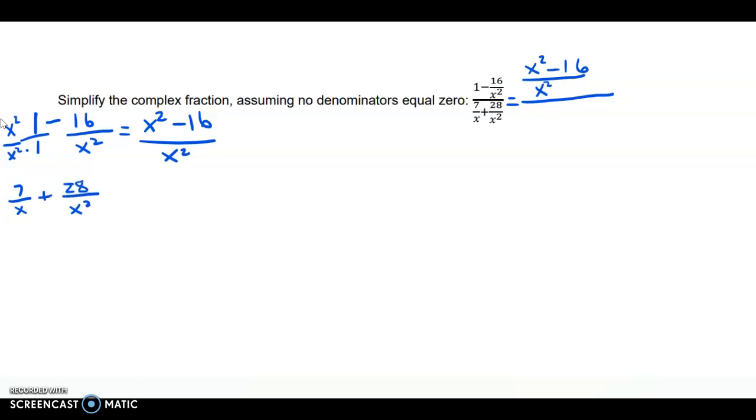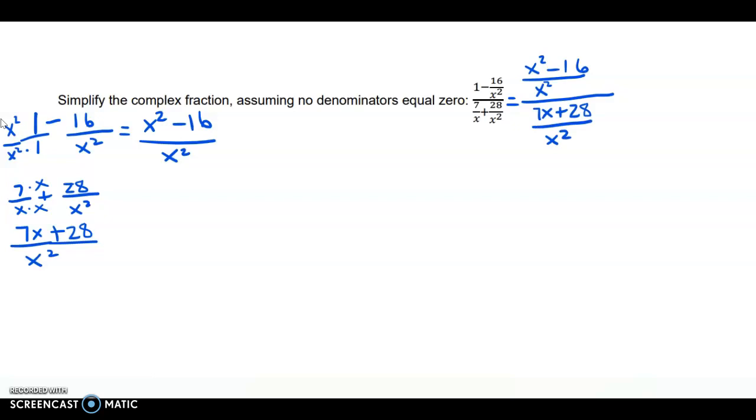Again, we want to get a common denominator. We see we have x here and x squared here. Now notice x goes into x squared, so really all we have to do is multiply by x. It might be tempting to think we need to multiply by x squared to the left one and by x to the right one, but really we just need to multiply x to the numerator and denominator of 7 over x. So then we get 7x over x squared, and since they're both over x squared, we can just say plus 28. So let's go ahead and put that here: 7x plus 28 over x squared.